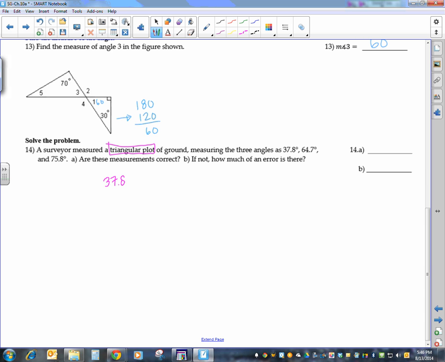So I'm going to do 37.8 plus 64.7 plus 75.8. And if I add all of those up, I'm going to get 178.3. So can those measurements be correct? No, they cannot. And how much of an error is that? I'm going to take 180 and subtract 178.3, and I'm going to get an answer of 1.7. So this is 1.7 degrees short, is how you say.